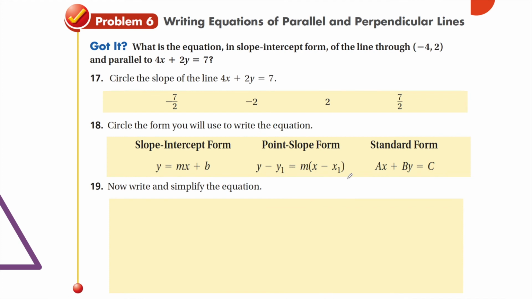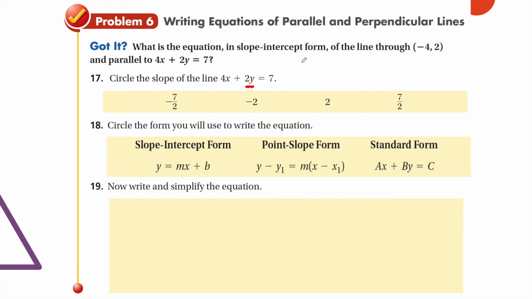Problem 6. Writing equations of parallel and perpendicular lines. Well, what is the equation in slope-intercept form of the line that passes through the point -4, 2 and is parallel to 4x plus 2y equals 7? Well, first things first, we need to figure out the slope of the line for that 4x plus 2y. So if we had to find the slope, that means that we have to figure out what is next to that x value after we solve for the y value.